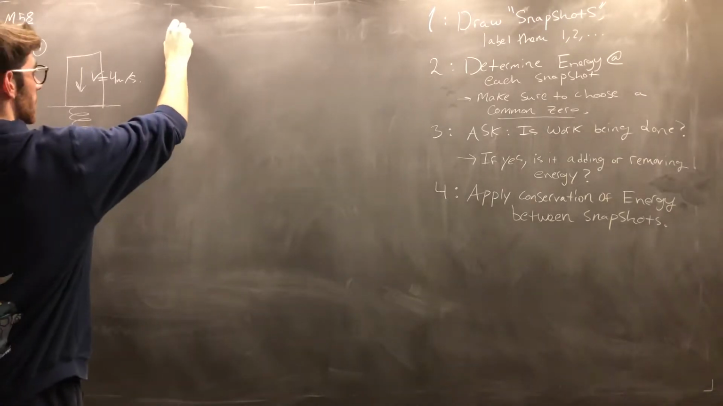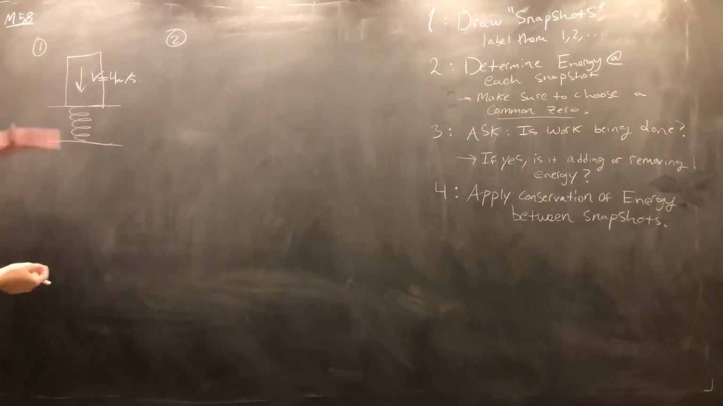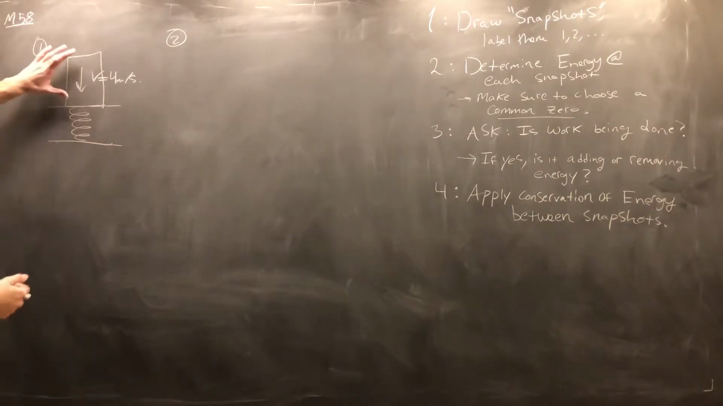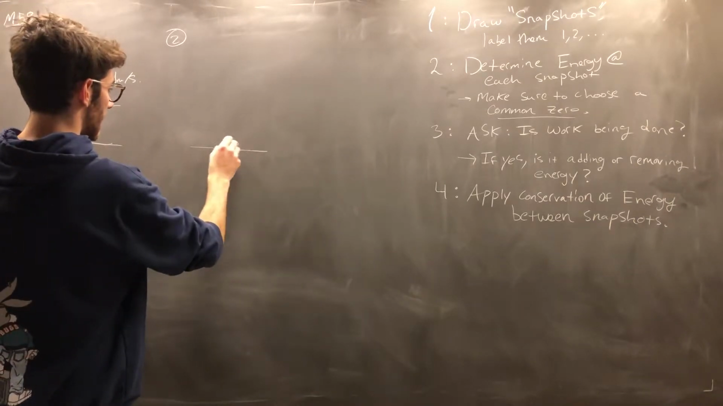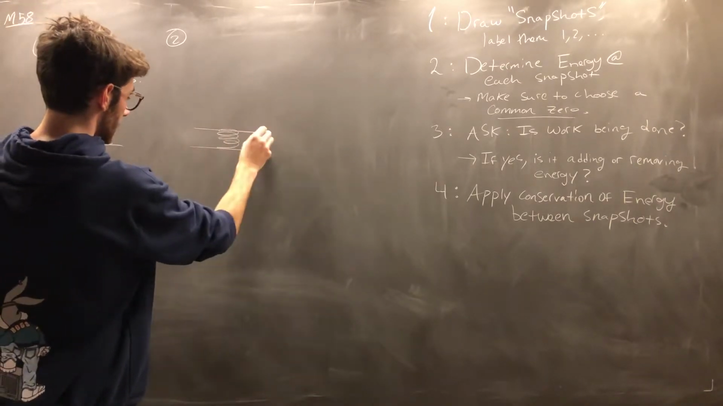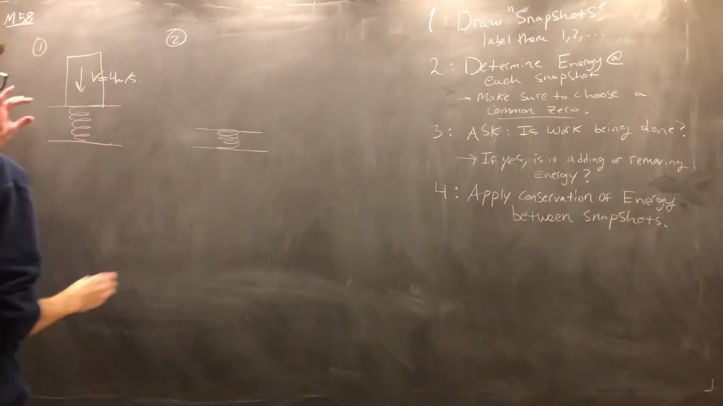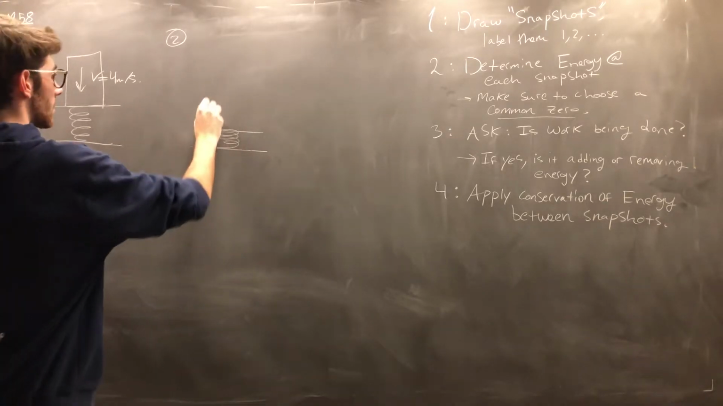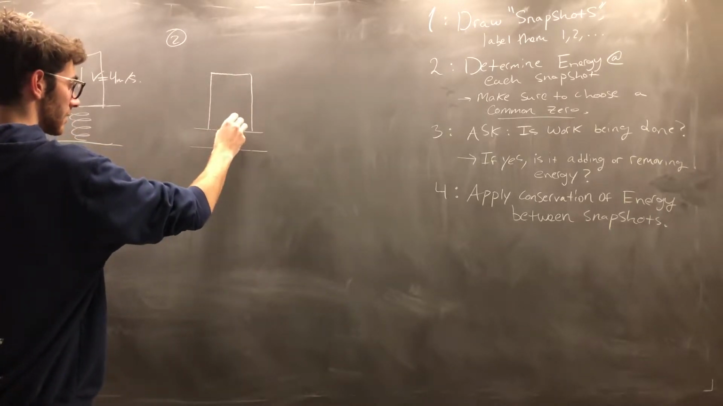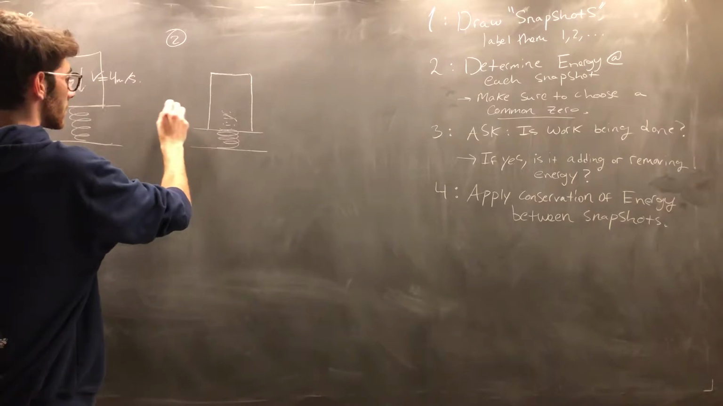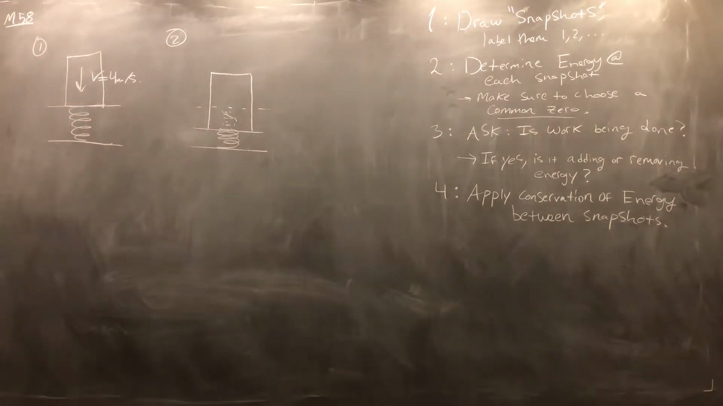And our second snapshot: since we want to know how far it's going to compress after this system has had time to evolve, we're going to choose our second snapshot to be at that position where it's fully compressed. So let's imagine it's compressed that much. Our elevator's down here now. And if I want, I can draw where the equilibrium would have been, just for reference.